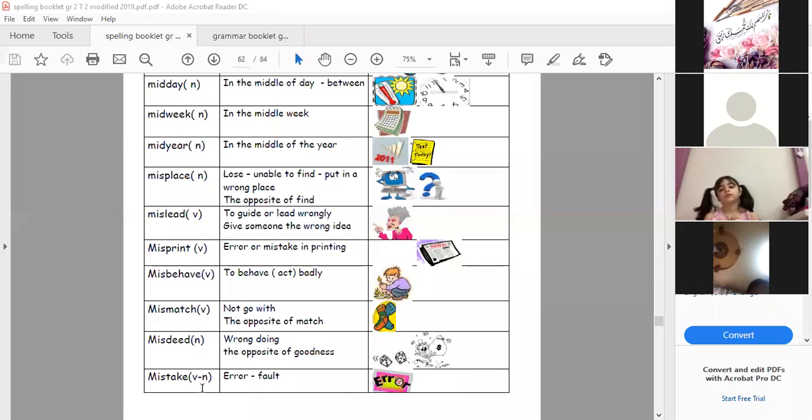Okay, the last word, it is what? Mistake. It is what, girls? Mistake. Okay. What does it mean, Ruqayya? Ruqayya?